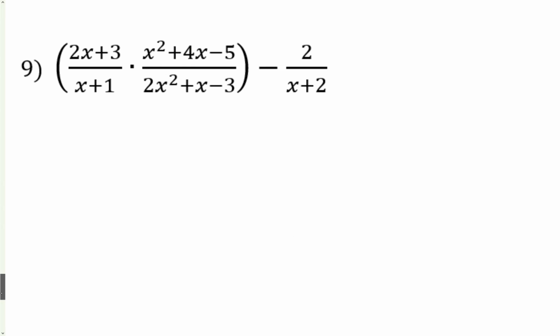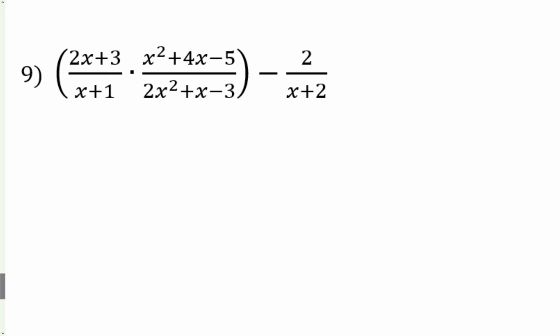All right, now we get into some fun ones. Parentheses first, multiplication first, then we'll find a common denominator to subtract. Okay, but let's factor and see if anything can cancel. 2x plus 3, nothing to do there. X plus 1, nothing to do there.